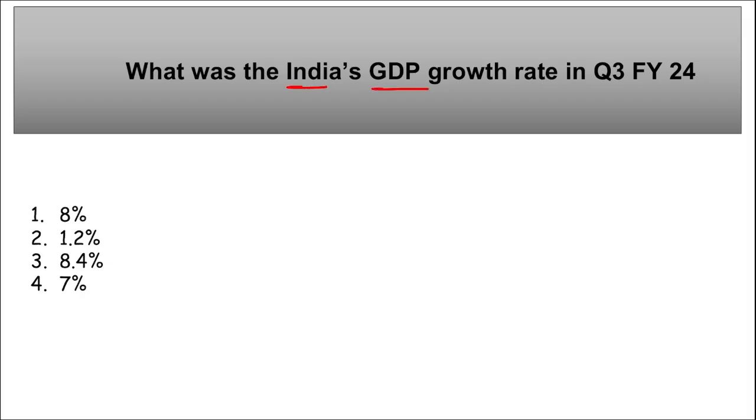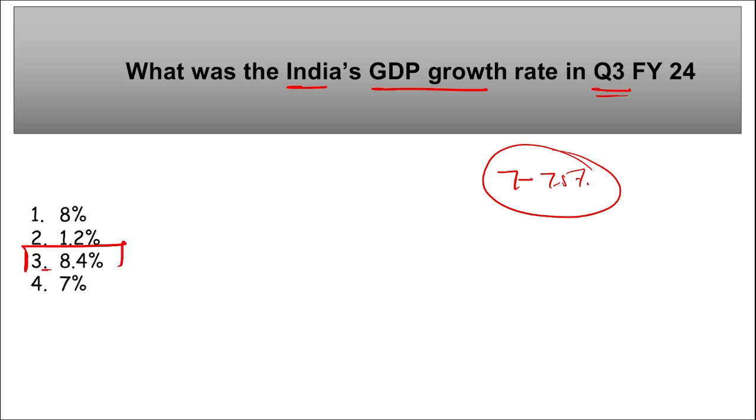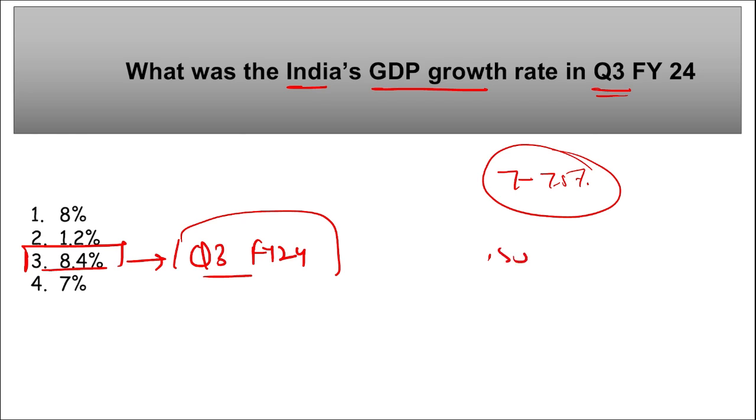What was India's GDP growth rate in the third quarter of fiscal year 24? See, in this third quarter, it was expected that India would grow close to 7 to 7.5%, right? But in actual terms, India grew by 8.4% in the third quarter of fiscal year 24. This is better than expectation, and this data was released by the NSO, that is the National Statistical Office. This comes under the Ministry of Statistics and Program Implementation, right?